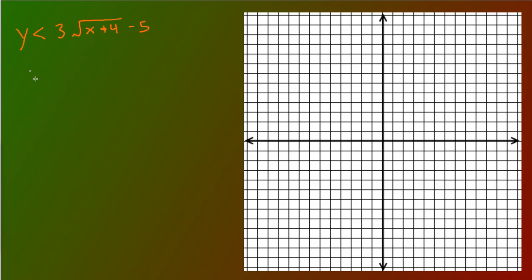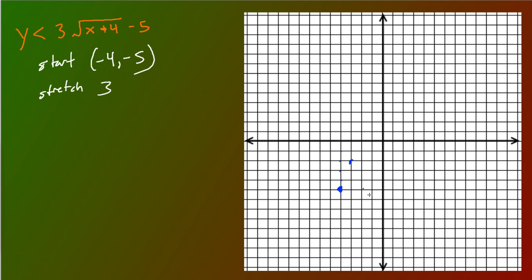All right, this one, where do I start? -4, -5. And I have a stretch of 3. Okay, so I start at -4, -5. And then I go right 1. Square root of 1 is 1, but times 3, so up 3.